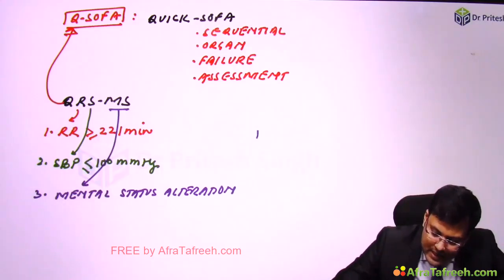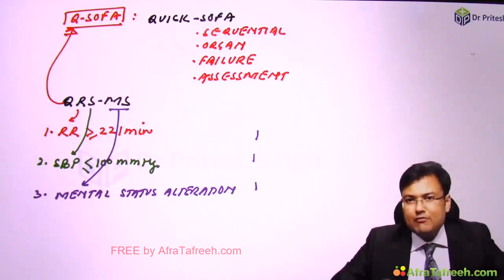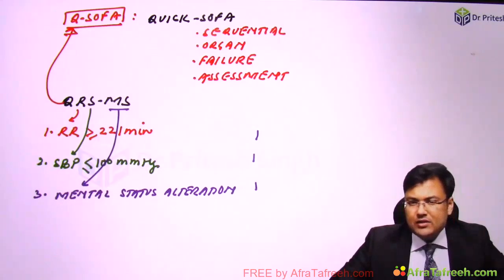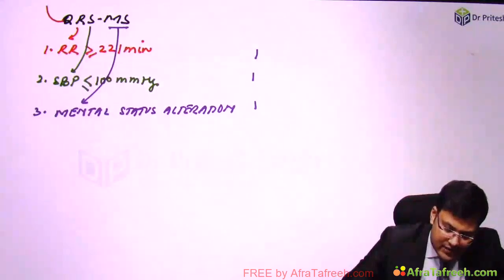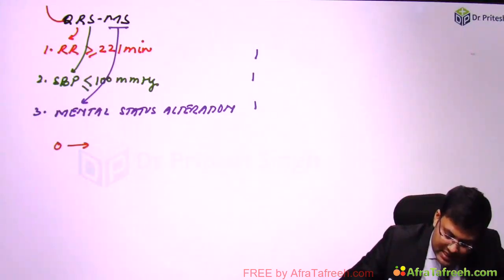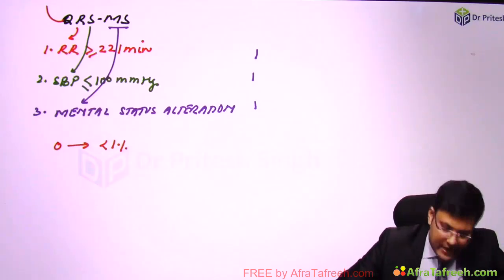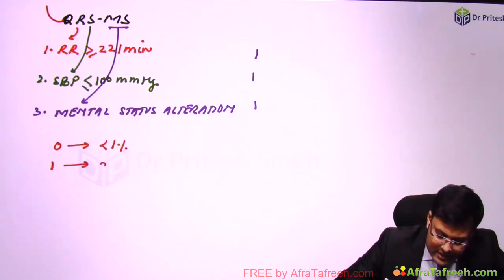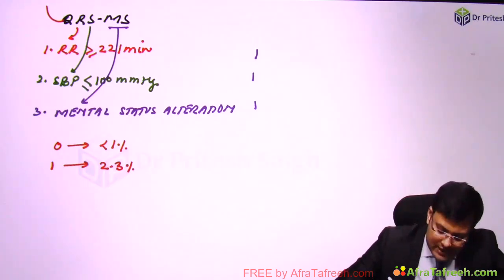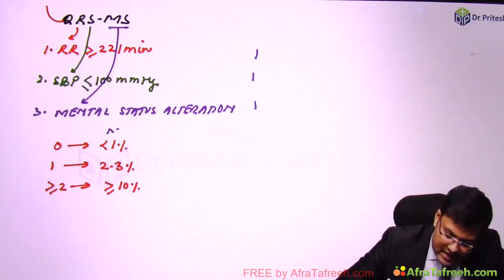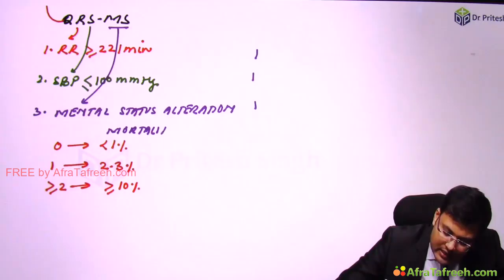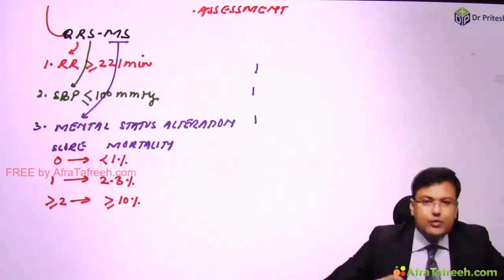And each of these parameters is given a score of 1. So the maximum score is how much? 3, and the minimum score is 0. So see how much the mortality is here. If the score is 0, the mortality is less than 1%. If the score is 1, the mortality is 2 to 3%. And whenever the score is more than or equal to 2, the mortality is more than or equal to 10%. So this is mortality, and this is the score. So it's very easy to remember this qSOFA.